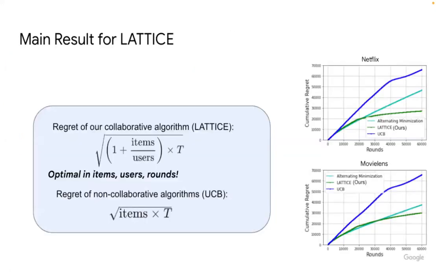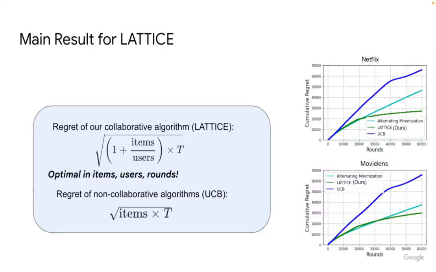Okay. So let us move on to our next main algorithm, LATTICE, or latent bandits via matrix completion. Before going on to the theoretical details, let me demonstrate our main results. As I mentioned before, LATTICE obtains the optimal regret guarantees. Its cost scales as square root of the number of rounds times 1 plus the ratio of items and users. Again, the effective number of items is the ratio of items and users, right? And this regret guarantee is actually optimal in items, users, and the rounds as well.